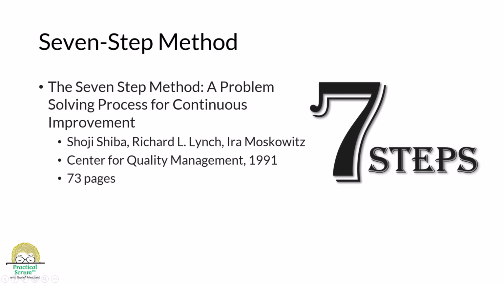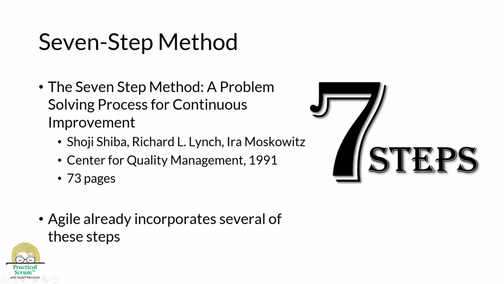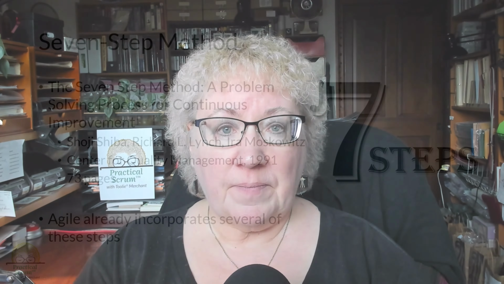When I was doing the research on the topic of problem solving, I came across information about a book titled The 7-Step Method, a problem-solving process for continuous improvement, written by Shoji Shiba, Richard L. Lynch, and Ira Moskowitz. While the book, published by the Center for Quality Management in 1991, is not available in bookstores, I did find a summary of the 7 steps. I immediately realized that as Agile practitioners, we already incorporate some of these steps into our daily work. Let's learn what these 7 steps are and see how we already use them in Scrum.